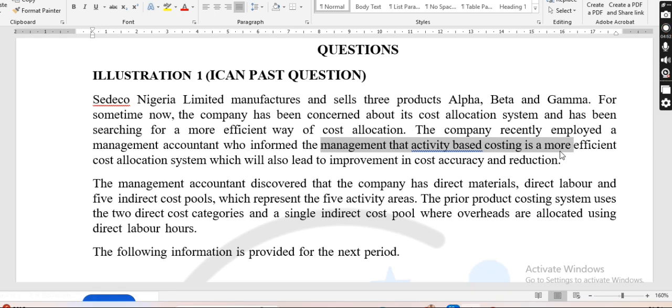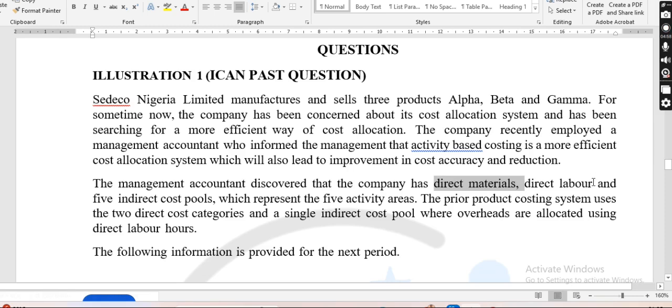Now, the management accountant discovered that the company has direct materials, direct labor, and 5 indirect cost pools. You can see they even mention it. These are your indirect costs, which are overhead costs, and they are called cost pools, which represent the 5 activity areas.